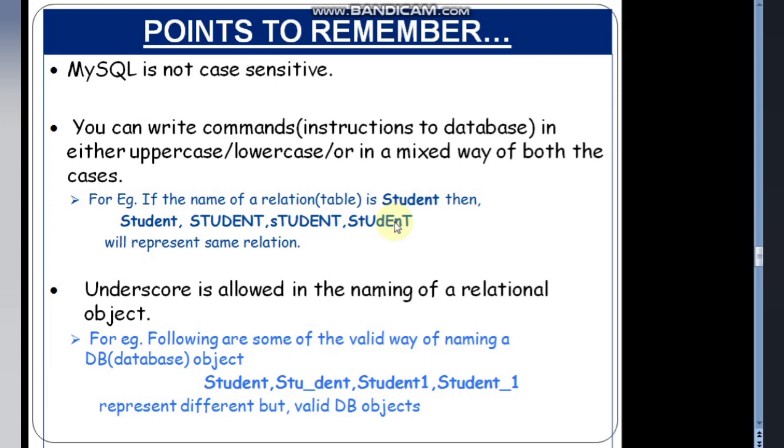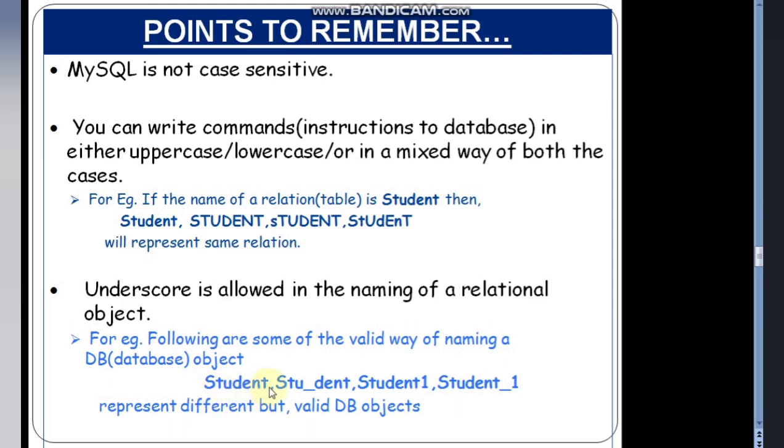And another very important thing is that underscore is allowed in the naming of a relational object. What does that mean? That means that if you give some underscore or a digit in the name of a database object, they are valid.